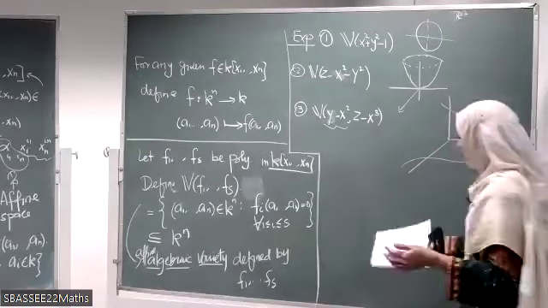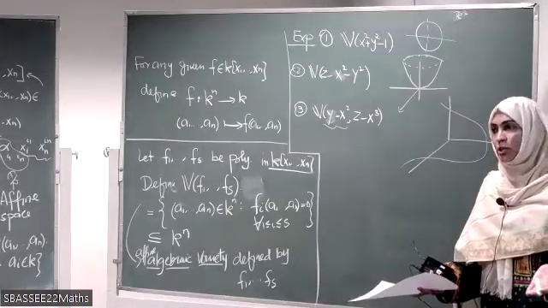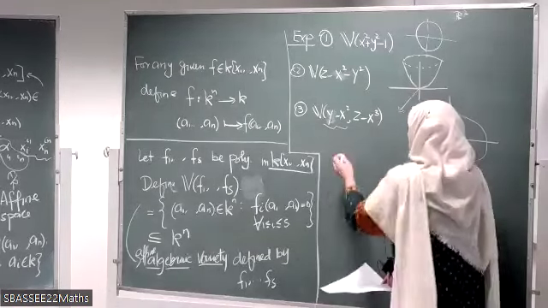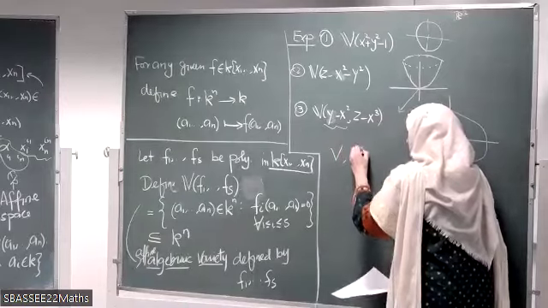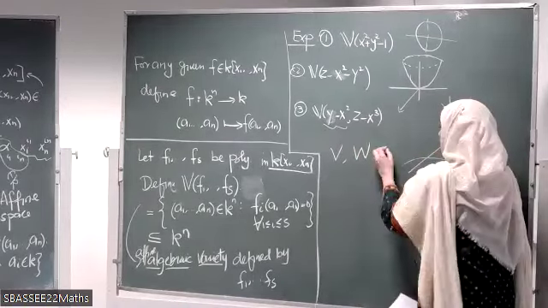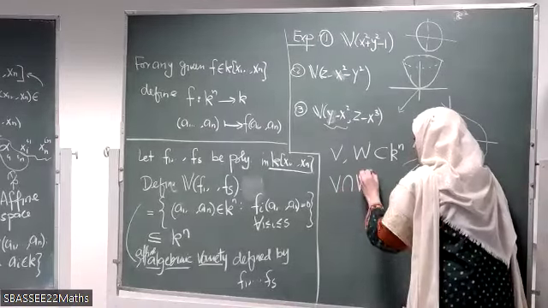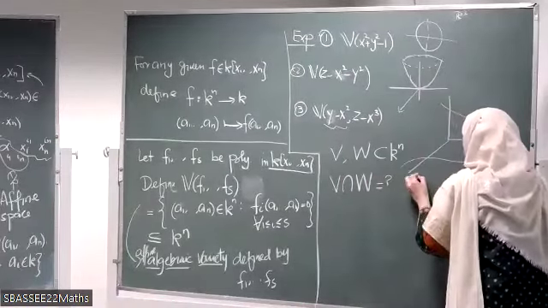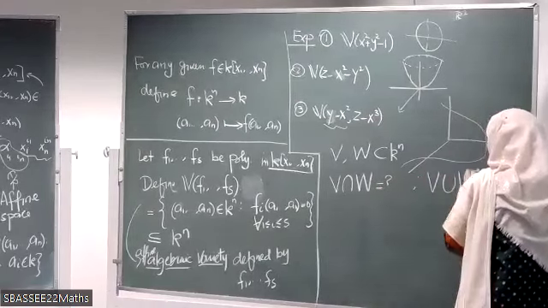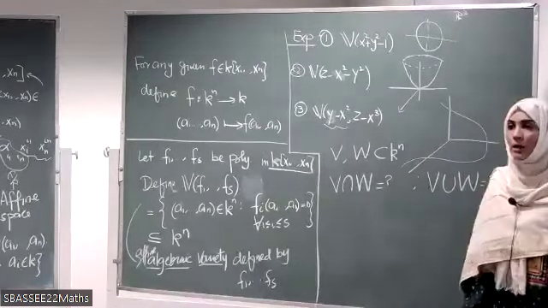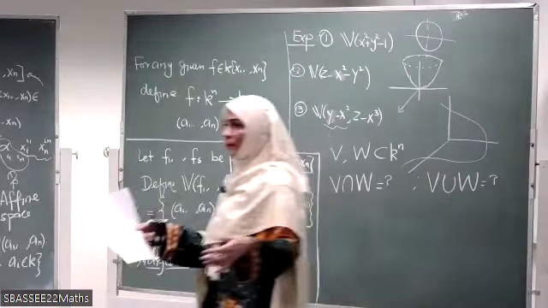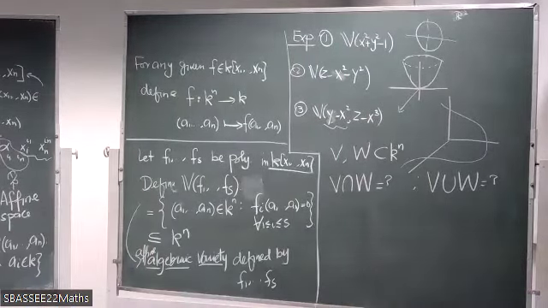Okay, so now we have this definition. What can we do with it? Very first few questions: if you are given two varieties in K^n, then what can you say about their intersection and their union? So the question is, if you are given two varieties, what about their intersection? Is it a variety or not? What about the union of those varieties? Is that a variety or not?